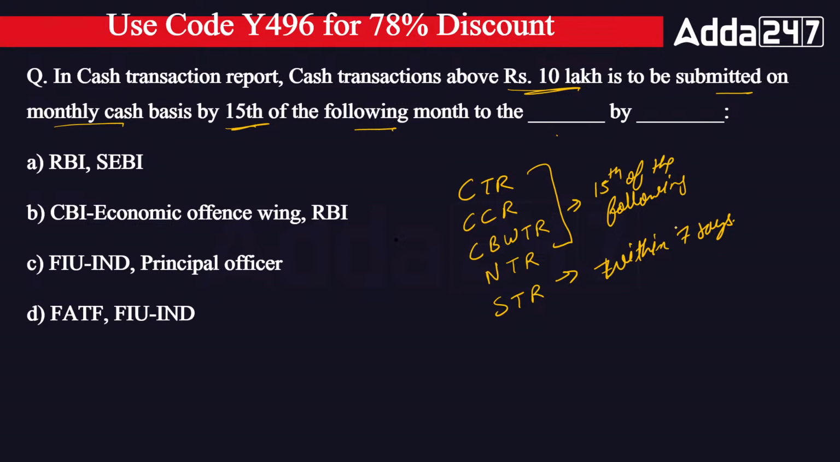Okay, so the right answer will be that it should be submitted to the FIUIND and it will be submitted by the principal officer of a bank. So the right answer will be your C option. Very good. Some are saying D. No, FATF is the Financial Action Task Force that is working at the global level. These reports will be submitted about India's transactions, about the customers of a bank. It will be submitted to the Financial Intelligence Unit India by the principal officer of a bank. So the right answer will be C.